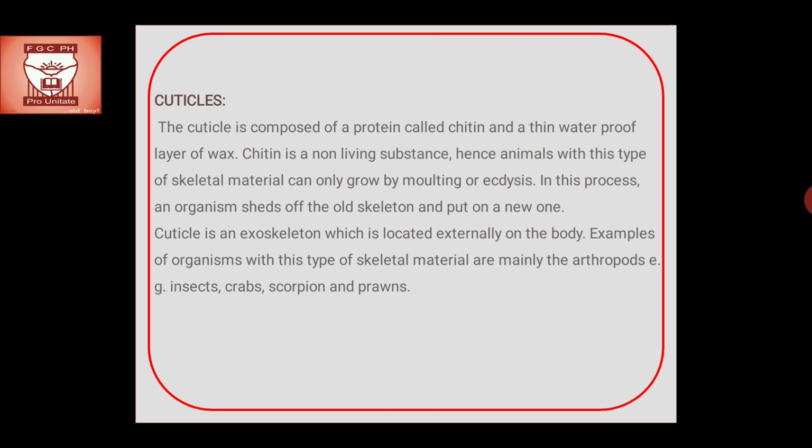Cuticle is an exoskeleton. It is located externally on the body. Examples of organisms with this type of skeletal material are mainly the arthropods. And you know the examples of arthropods, like insects, crabs, scorpion, and prawn. All the arthropods contain this type of skeletal material.